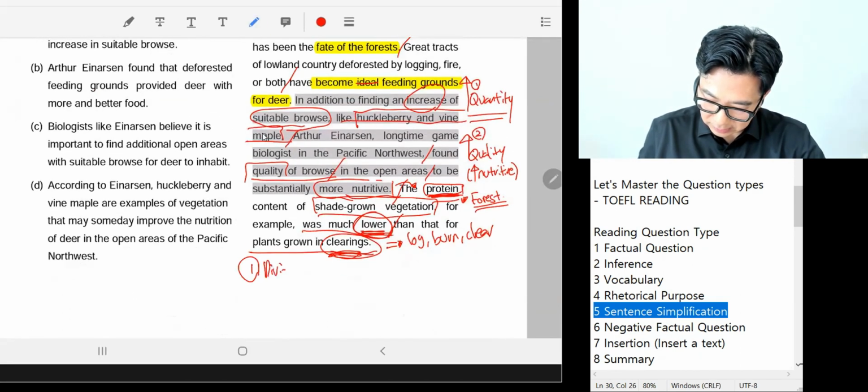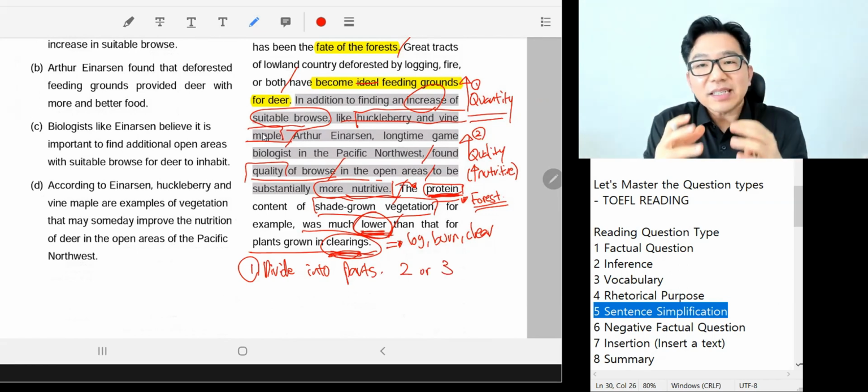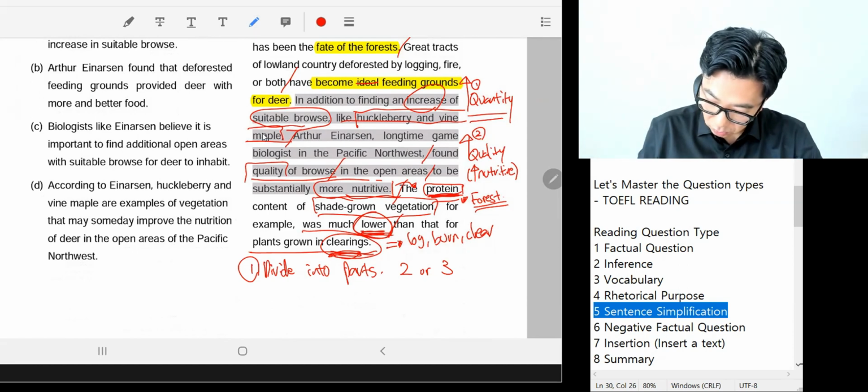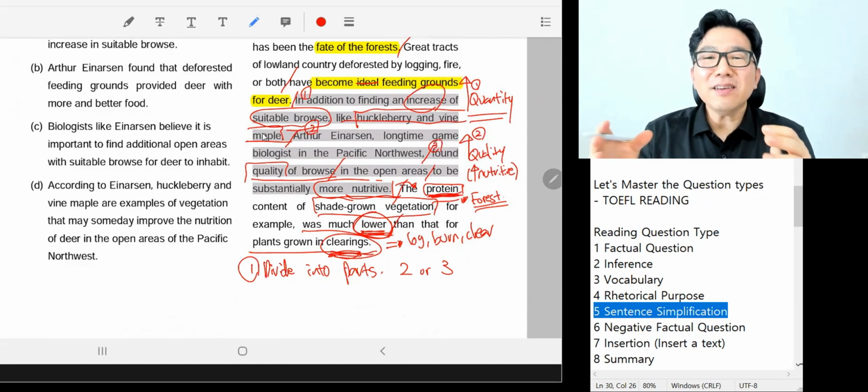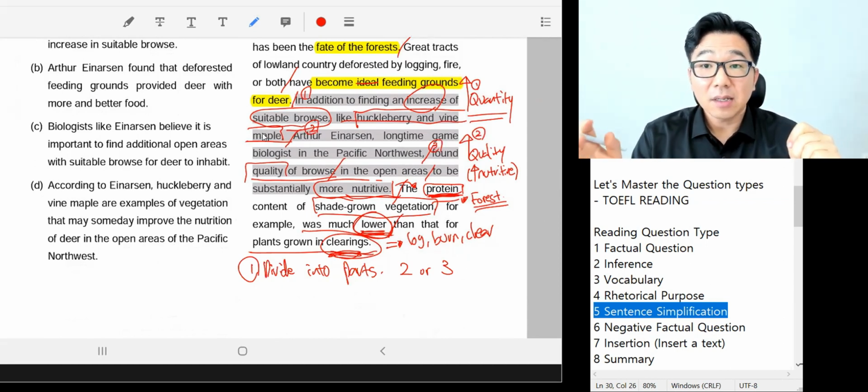divide the sentence into parts. There may be two parts or three parts within the sentence, usually. So this is the first part. Second part, Arthur Norson, longtime game biologist in the Pacific Northwest. So that's the second part. And the third part. So really the important things are the first part and the third part, aren't they? Okay, so there are three parts to this sentence.